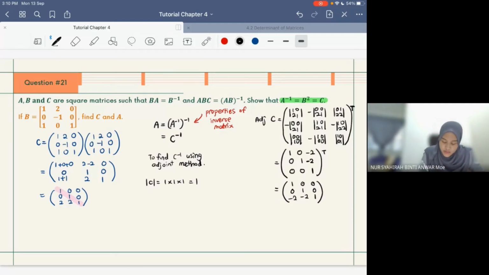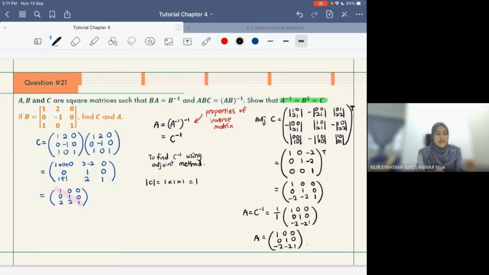And finally, matrix A, which is our C inverse, is 1 over determinant, 1 over 1 times the adjoint matrix. And our A is actually equal to 1, 0, 0, 0, 1, 0, negative 2, negative 2, 1. Settled.